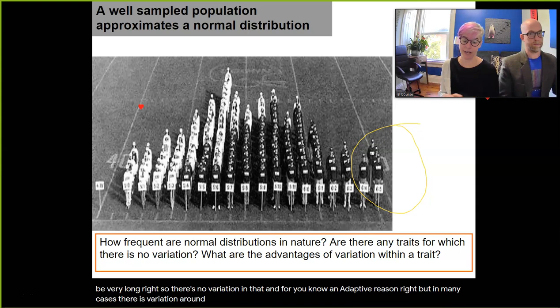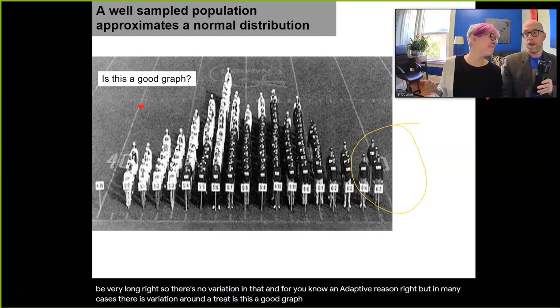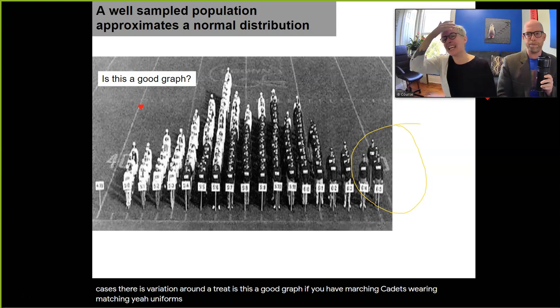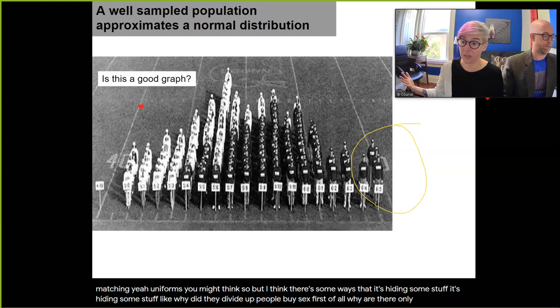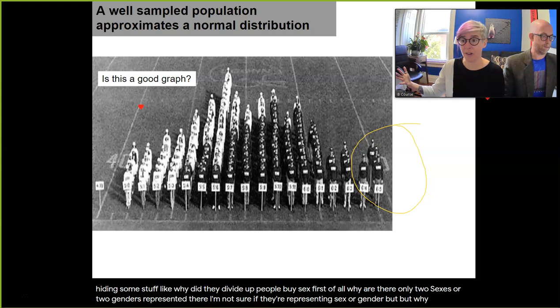Is this a good graph? If you have marching cadets wearing matching uniforms, you might think so, but I think there's some ways that it's hiding some stuff. Like, why did they divide up people by sex? First of all, why are there only two sexes or two genders represented there? I'm not sure if they're representing sex or gender, but why are there only two, first of all?